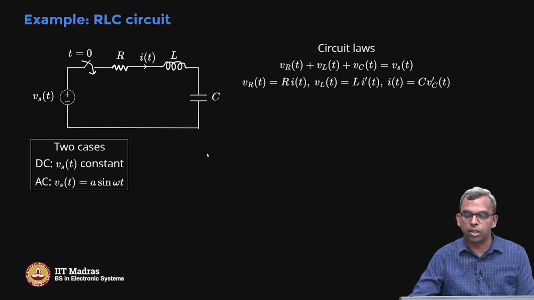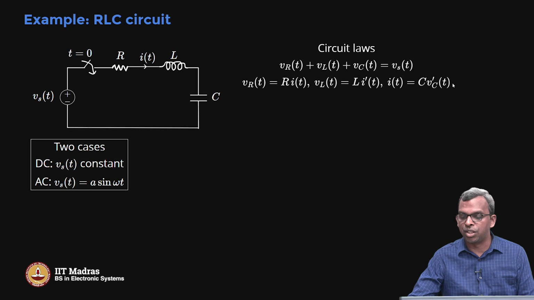If you use the circuit laws, you see that the voltage drop on the resistor plus the voltage drop on the inductor plus the voltage drop on the capacitor, in these directions, has to be equal to Vs of t. This is Kirchhoff's voltage law, or the loop law as we call it. Each of these voltages is related to the current in a specific way. Vr of t is R times I of t, Vl of t is L times I prime of t, and for the capacitor, I of t is C times Vc prime of t. These are the three relationships.